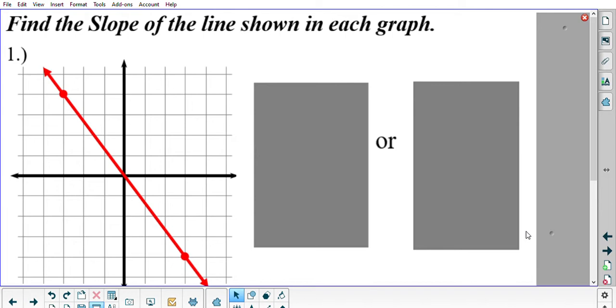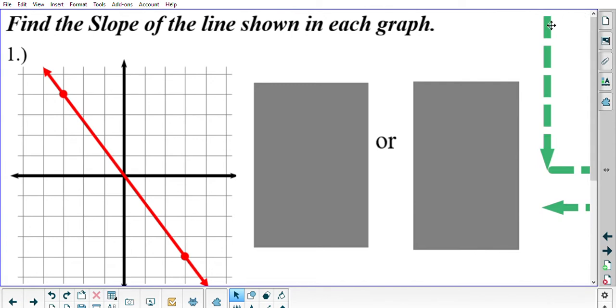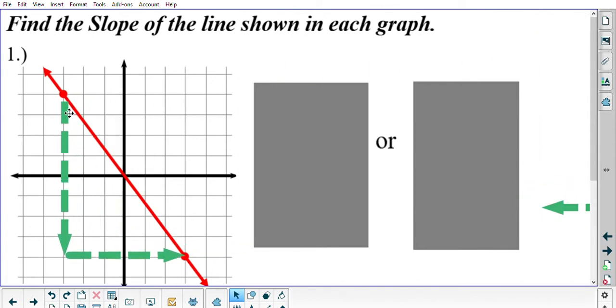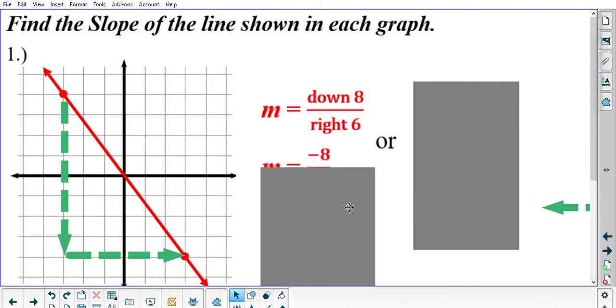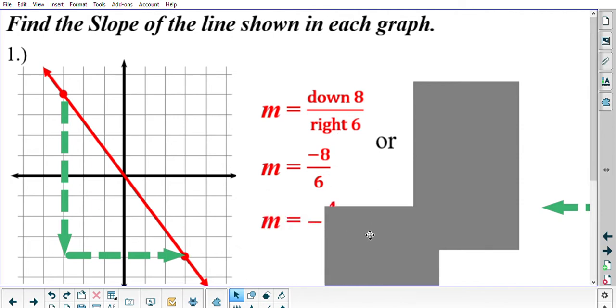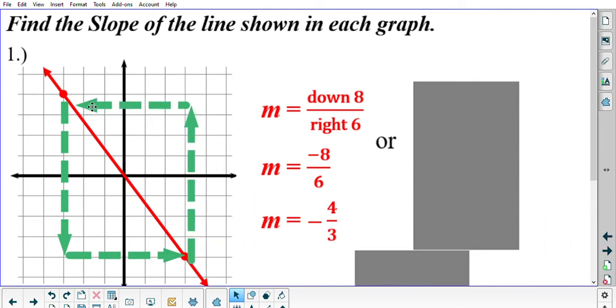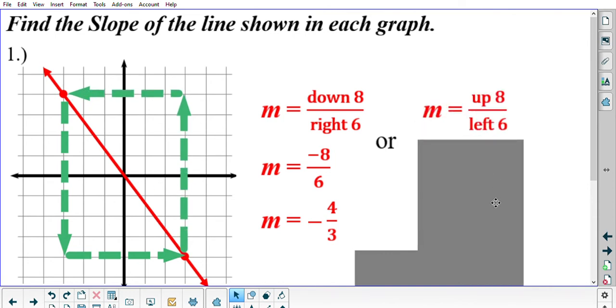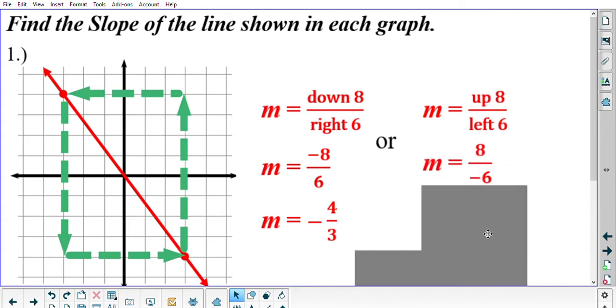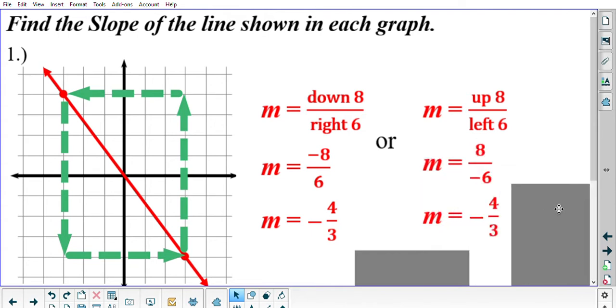All right, I hope you did these problems on your own, numbers 1, 2, and 3. Let's see how you did. If you started at the point up here on the top left, then you would have gone down 8, right 6. That makes it -8 over +6. Both of those numbers are divisible by 2, so this would reduce to -4/3. But if you started at the point on the bottom right, then you would move up 8 and then left 6. That would be a +8 over a -6, and that still is equal to the same fraction that I showed you before, -4/3.